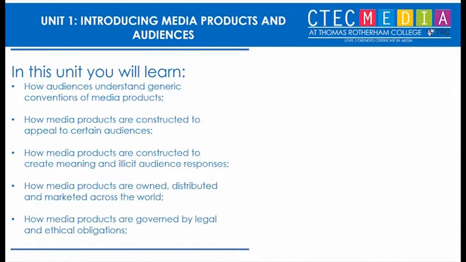We will also look at how products are constructed to appeal to certain audiences. What techniques do they use to make sure that audience is more likely to purchase that product or go and see that film, whatever it may be. We will also be doing some textual analysis, like I mentioned before, looking at how products are constructed to create meaning and elicit a response from audiences. And then some industry stuff as well. So we'll look at how products are owned, distributed and marketed across the world, as well as some legal and ethical issues that you find.